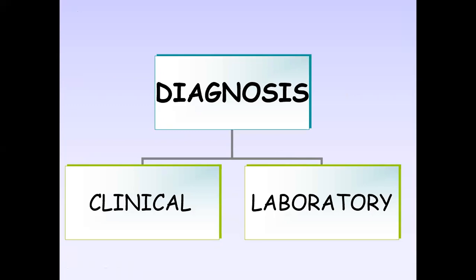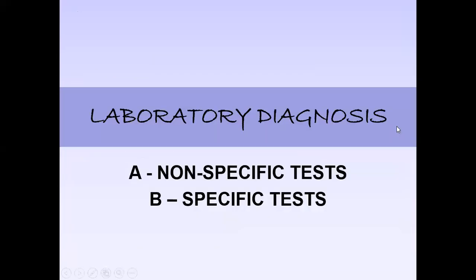There are two components of the diagnosis. Number one is the clinical diagnosis, and number two is the laboratory diagnosis. The clinical diagnosis depends upon two types of tests: non-specific tests, which will give you an indication of the disease, and the specific test, which will point out the presence of leishmania.